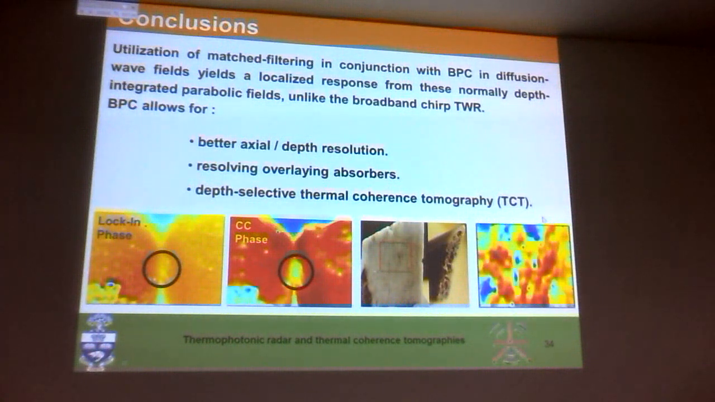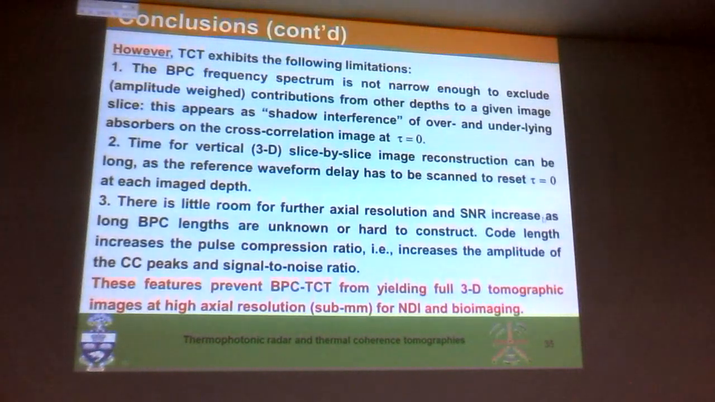Let me say that with these methods, we get better axial depth resolution, we resolve overlying absorbers, and we have depth selective thermal coherence tomography. I said, just set the time, tau 1, tau 2, that's your microscope interferometer now. So you're looking deep, you're looking shallow. But nonetheless, what I'm saying here is the last part of my presentation, which is the third part, that we have been increasing this technology time after time.